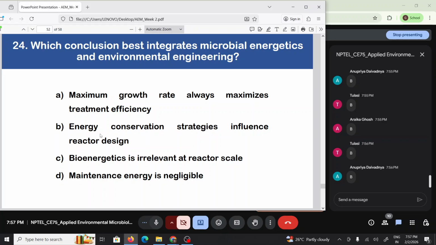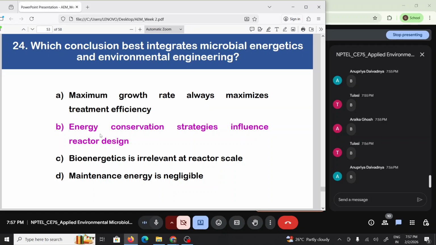I think this is the final question. Which conclusion best integrates microbial energetics and environmental engineering? In view of time, I'll just show the answer and discuss them. So the statements are: maximum growth rate always maximizes treatment efficiency. Not exactly, because even if you have some maximum growth rate, it's about how metabolically the treatment is feasible.